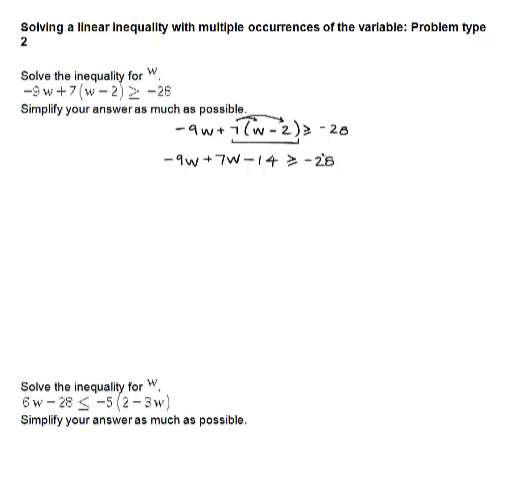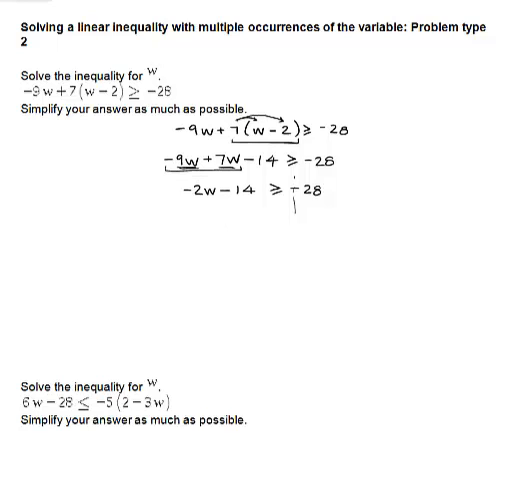Okay, so just like with solving equations, with inequalities I try to simplify as much as I can on either side of the inequality sign before I start moving things back and forth. So if I look here, I have a negative 9w and a 7w, so these two can be combined. So negative 9w plus 7w gives me a negative 2w minus 14 is greater than or equal to negative 28, right? So I'm almost there.